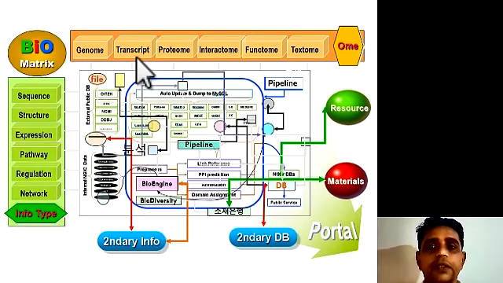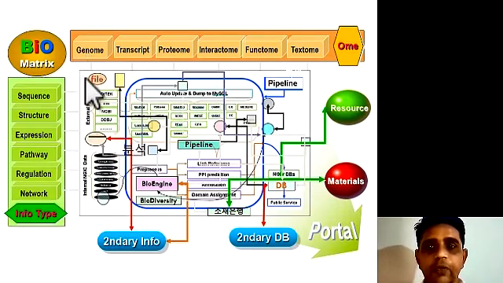In the same way, the transcriptome covers all the different kinds of RNA. The proteome covers all the different kinds of proteins. The same is true with the interactome, functome, and textome. The simple holistic information is joined, covering sequence, structure, expression, pathway, regulation, and network, with the help of different bioinformatics tools.